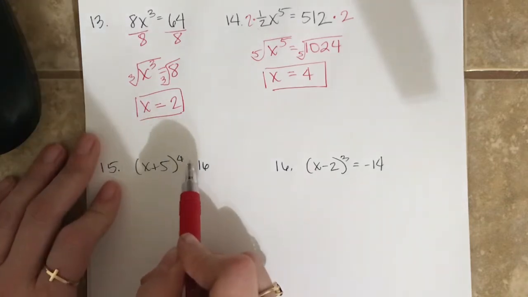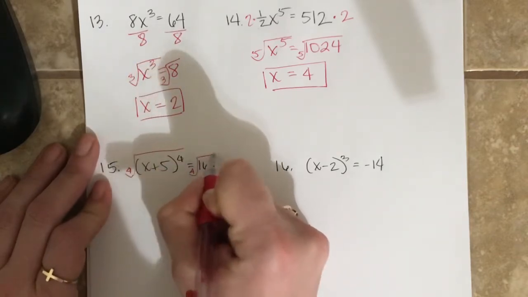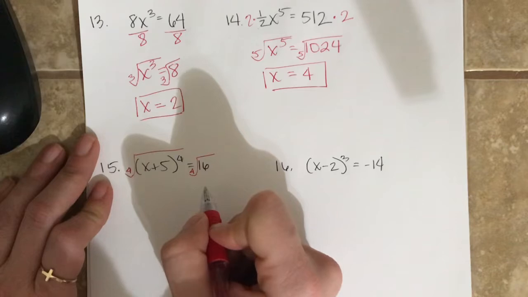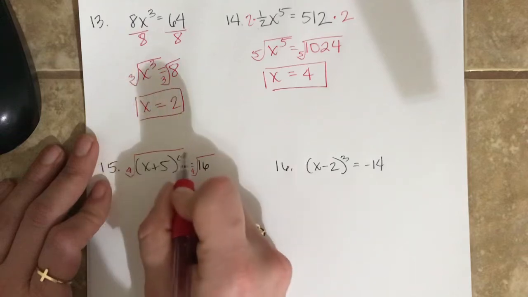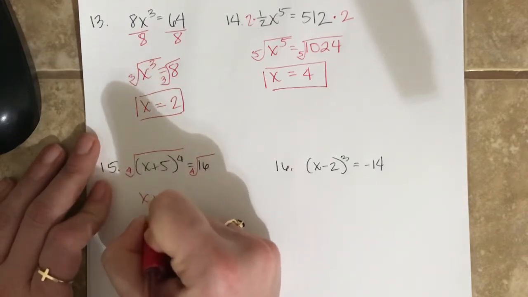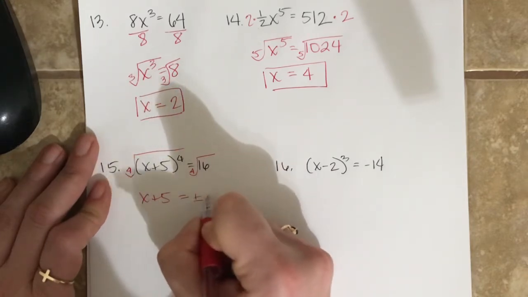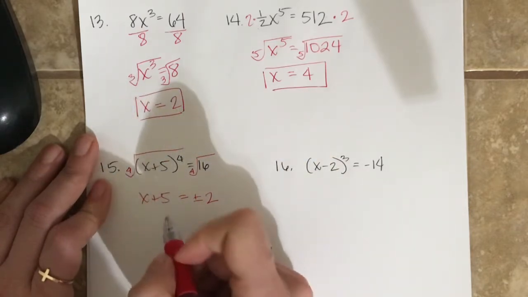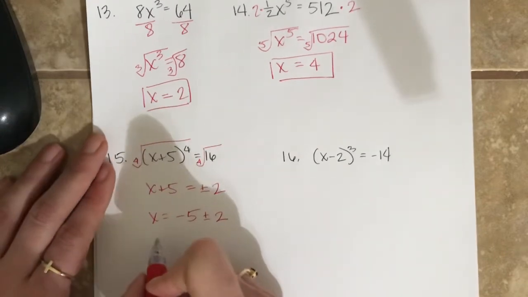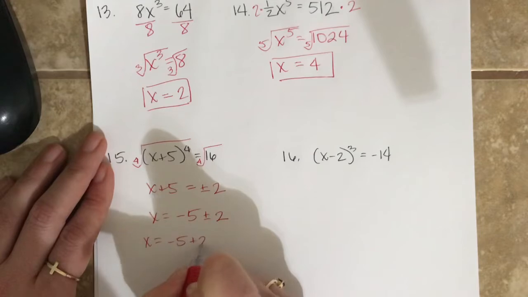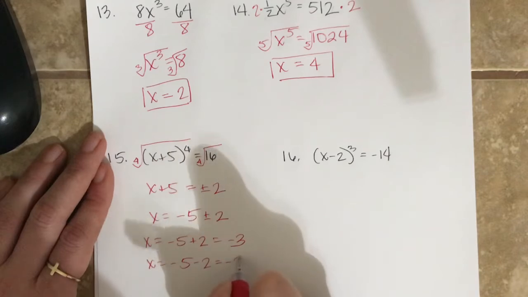Number 15, on this one, the first thing I need to do is take a 4th root of both sides. Now remember, I'm taking an even root, so I'm going to have to do a plus or minus, just like we did with square roots in equations. So over here, the 4th root and the power of 4 basically cancel, so I have x plus 5 equals the 4th root of 16 is plus or minus 2. So now I want to subtract 5 from both sides. So x equals -5 plus or minus 2. So this could be -5 plus 2, which is -3, or -5 minus 2, which is -7.